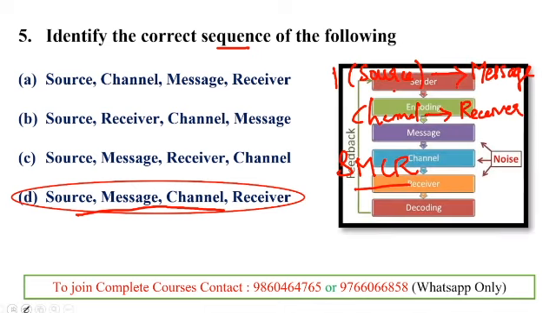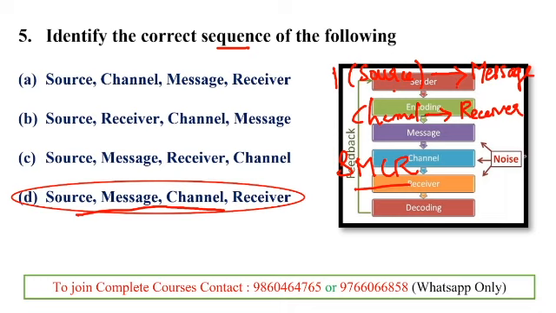And then, this is the sender encoding the message, and the channel will carry the message to the person the sender wants to communicate with, who is the receiver. Then he will decode the message, and then feedback will come, and it will move from the receiver through the channel to the message, and then to the sender.